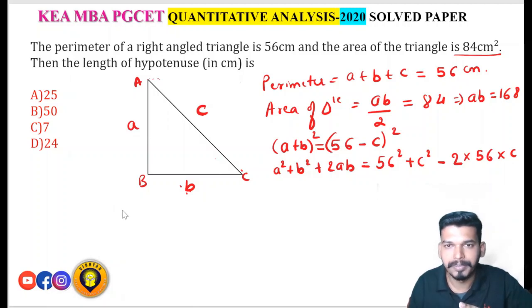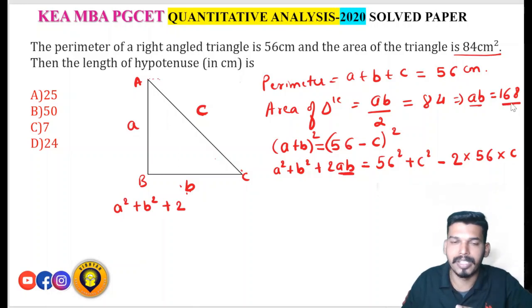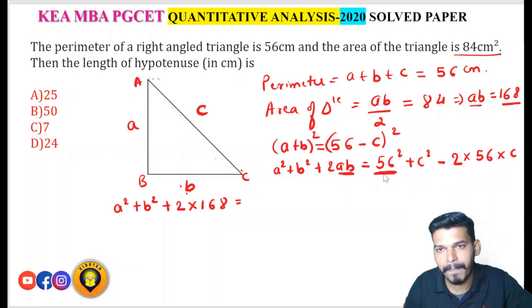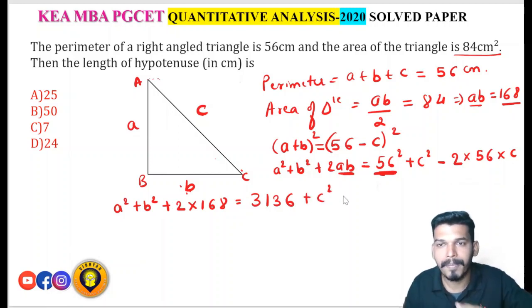So therefore here you will get a square plus b square plus 2ab. You know the ab value, it is 168. Put that value: 2 into 168 is equal to 56 square plus c square minus 112c. You know how to find the squares, right? If you don't know, go back to our previous videos where we explained how to find the squares of the numbers from 25 to 125 using the Vedic maths method. Kindly go through that video. Now 56 square is how much? 56 square is 3136.